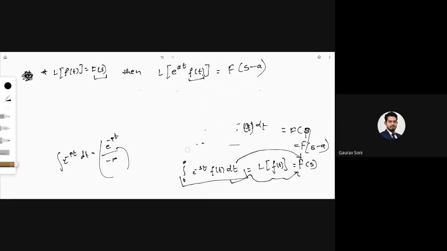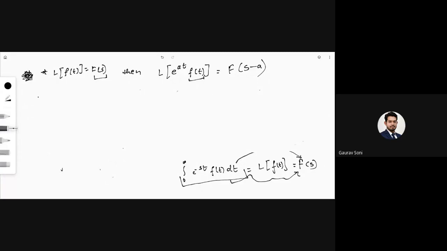What is the relation between the two of them? Okay, the relation we will observe later. So I will just take two to three examples for understanding this property.